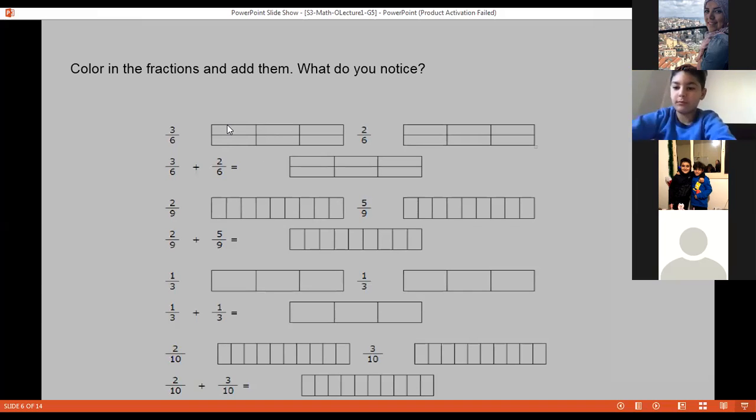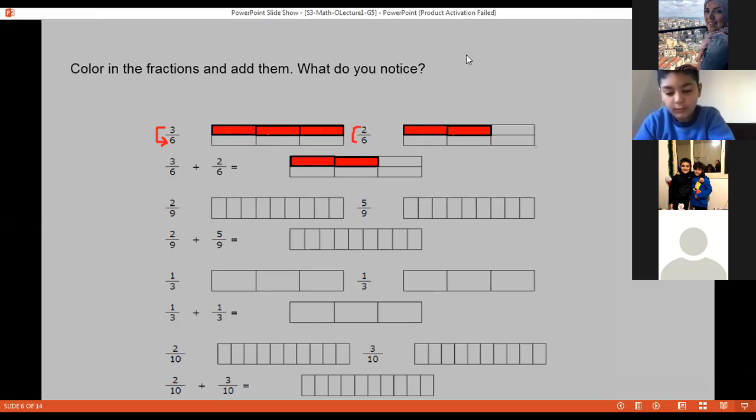In the first fraction, we have 3/6. So I'm going to color 1, 2, 3. Let us color them. This is the first one, the second one, and the third one. In the second fraction beside it, I ask you to color 2/6. So we are also going to color only 2 boxes. So we got 2/6. If I want to join them in one figure, I have to color first the first 3, then color the second 2. So what do I have in all? How many colored parts? 5. 5/6. Perfect. Let us do the second one.